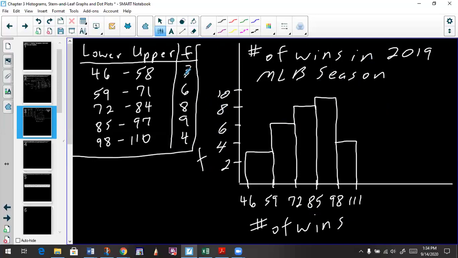We could have changed all these to percentages. So like 3 wins in this category out of, remember, there were 30. So we could do 3 divided by 30. We could change that to a percent, 10%. And then we could have created this, the Y scale, instead of counting by numbers of wins, I could have set that up in terms of percentages.